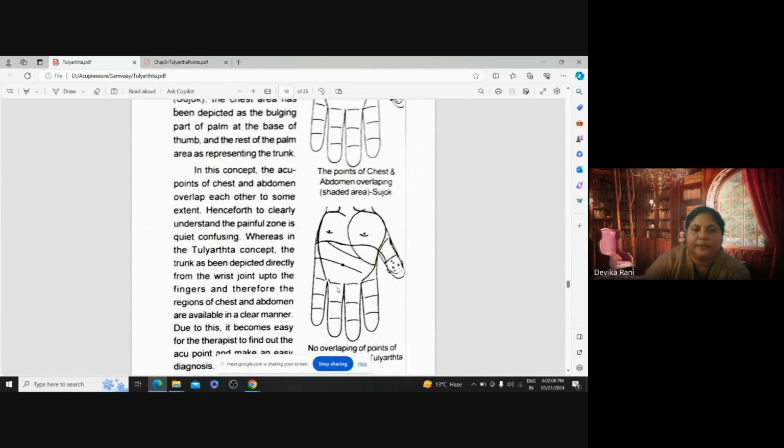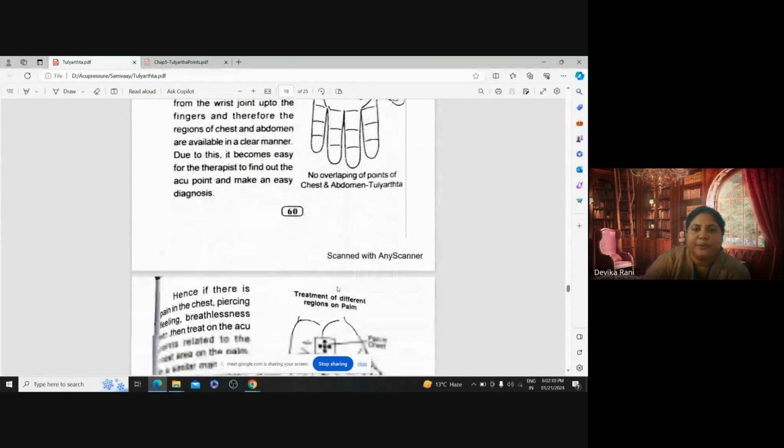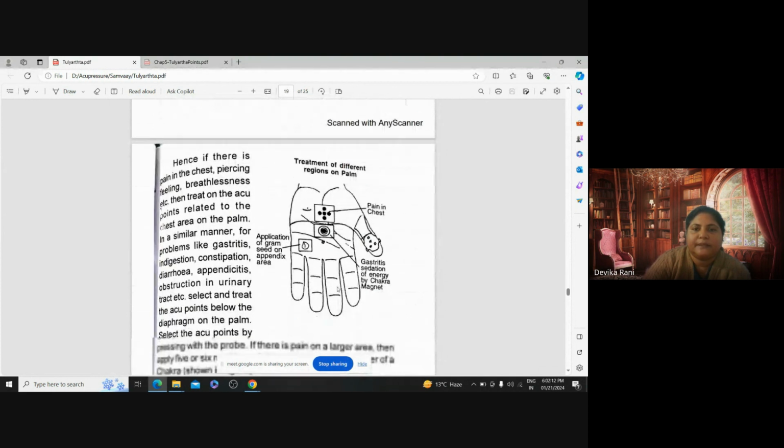We've already done the difference. So if you have any issue according to the region, for example a pain in the chest, you know now where your chest is, you can apply fenugreek seeds here. If you have some issue in the appendix area, this is just an example. When you know where the organ is, once you understand this principle, it is very easy to do the treatment.